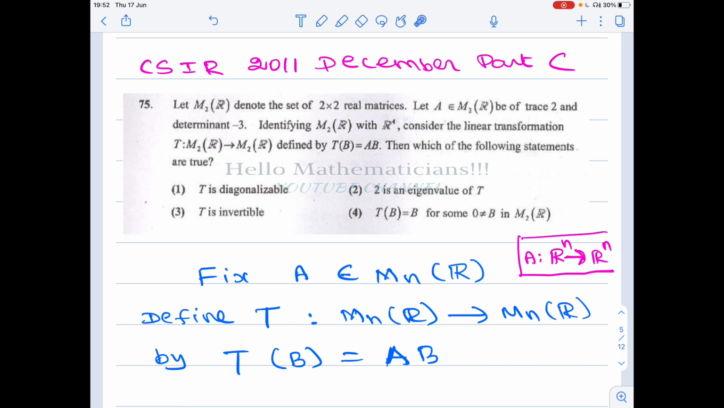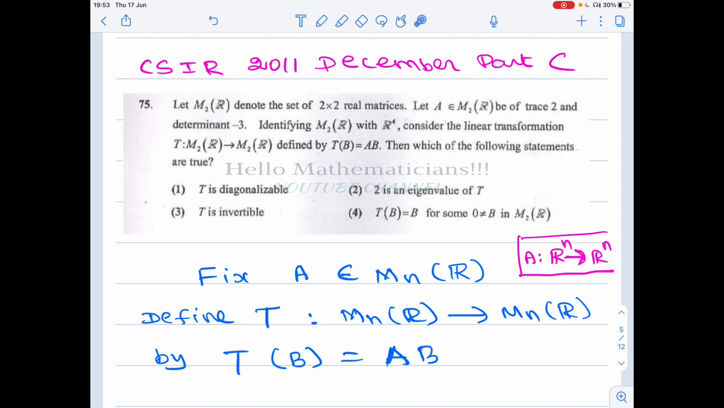So we define a linear transformation T from M2 of R to M2 of R by T of B equal to AB. Okay, so this B is an arbitrary matrix. So you take an arbitrary B from M2 of R and its image will be AB, where this A is the matrix we already fixed. A is a matrix satisfying trace 2 and determinant minus 3. One thing we clearly notice is A is fixed, but B is varying.